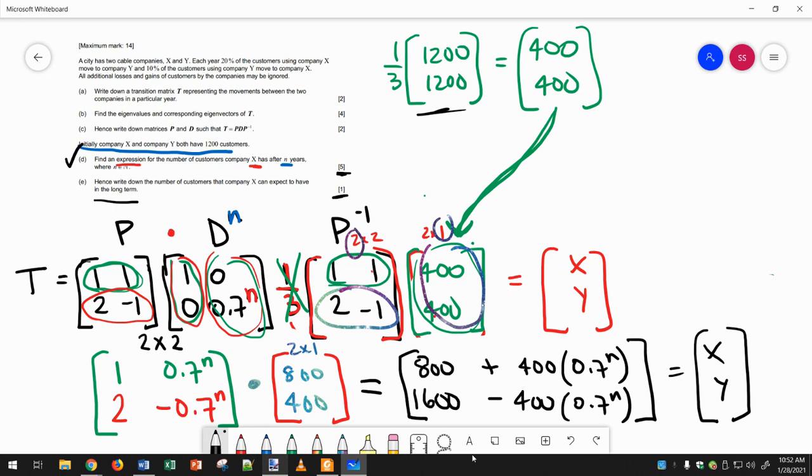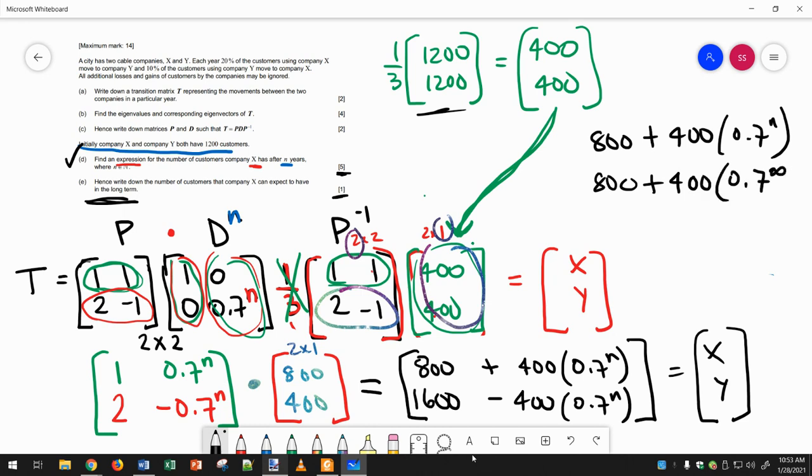But now that we have this expression, this 800 plus 400 times 0.7 to the n, it's even a little bit easier, because if they want the long term, you could just plug in a huge number here, or you could realize that if you let n become really big numbers like infinity, this part of the equation just goes to 0, which means we're doing 0 times 400, so that goes to 0, and we just get 800. We would expect company X to have 800 customers in the long term. I mean, maybe you could have even guessed that. Maybe not. So that's why that's only worth 1 point.